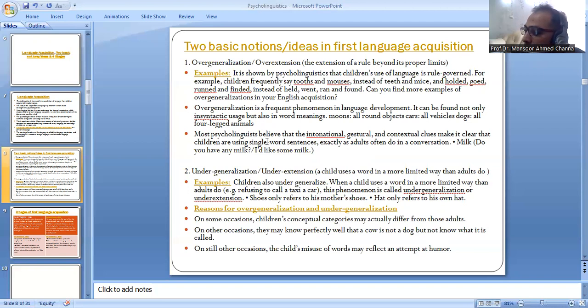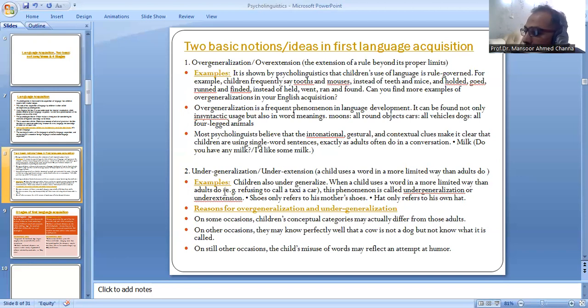Most psycholinguists believe that gestural and conceptual clues make it clear that children are using single-word sentences exactly as adults often do in a conversation. For example, "milk." Do you have any milk? I would like some milk.